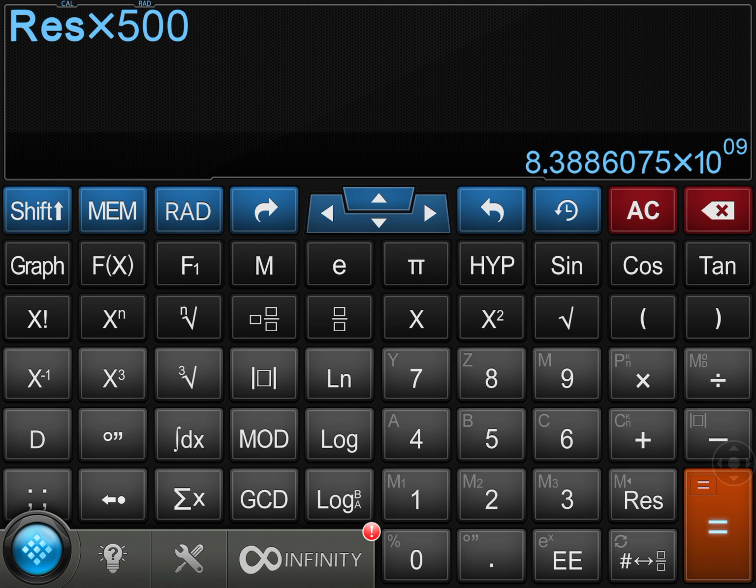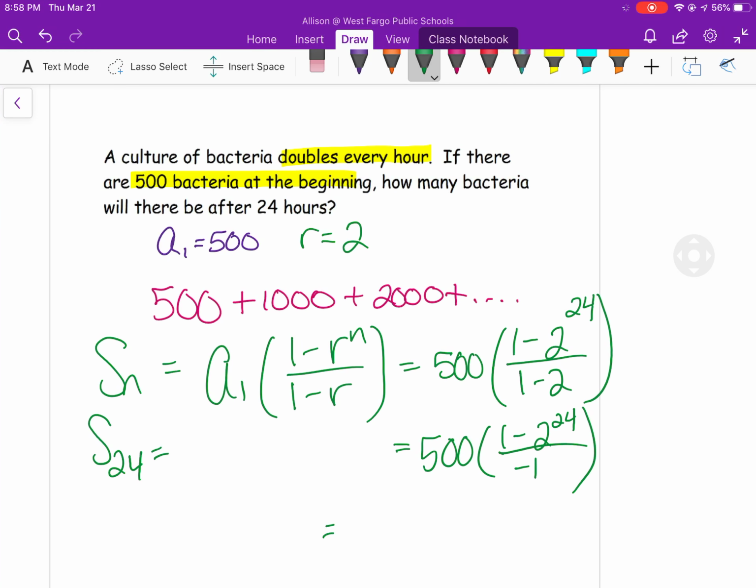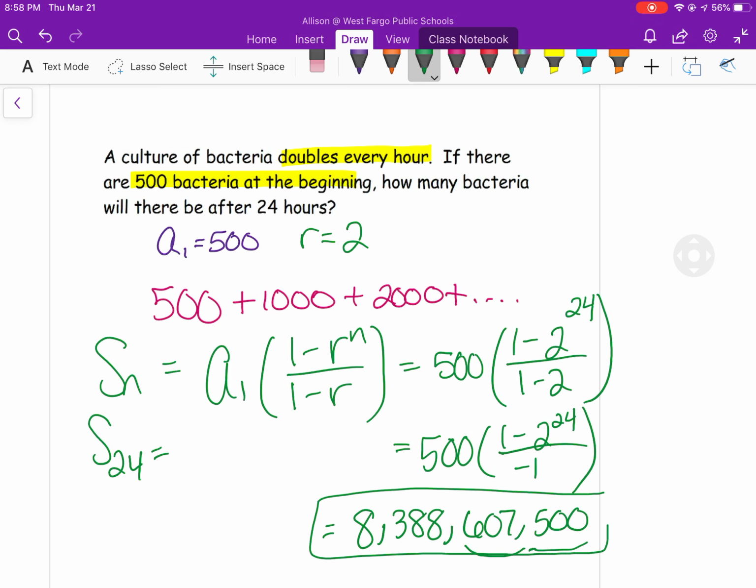And this actually gives it to me in scientific notation. So remember that times 10 to the 9th means that you're going to move this decimal point over 9 places. So my answer was 8,388,607,500. So we got thousands, hundred thousands, millions, billions, 8 billion or so bacteria after 24 hours. That's a lot of bacteria.